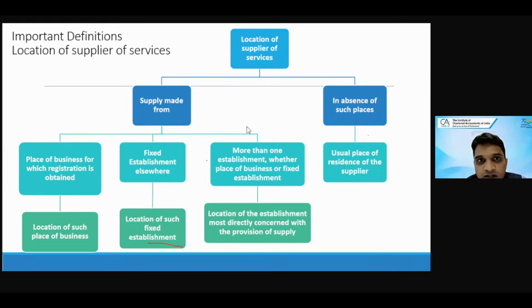If the supplier provides services through its branches, which are all registered, then the branch which is providing the service will become the location of the supplier.